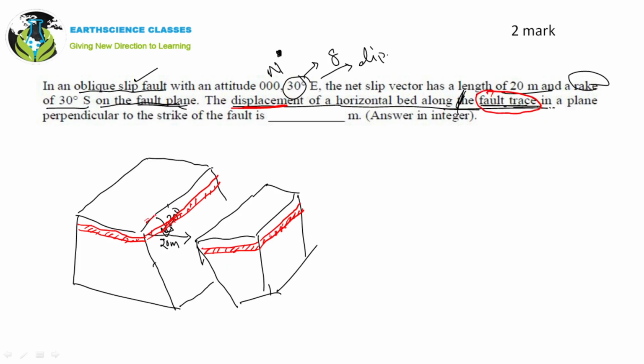Fault trace means this is one fault trace, that means horizontal, and this is one fault trace, right? Fault trace means the intersection of the fault plane with any surface. This is the fault trace in the horizontal surface. That means the intersection of the fault plane and the horizontal surface. So that is your fault trace in the horizontal surface.